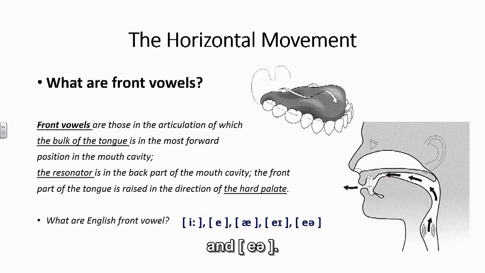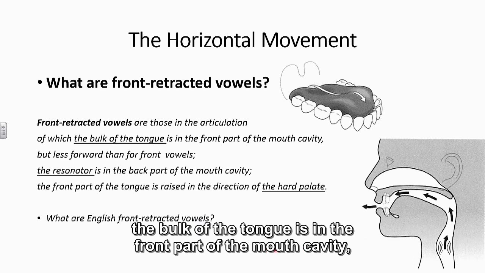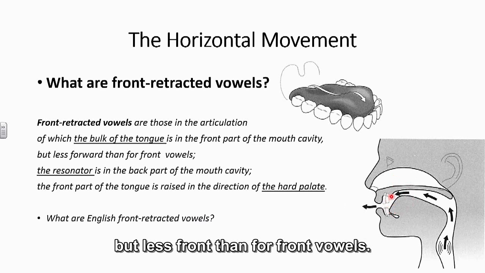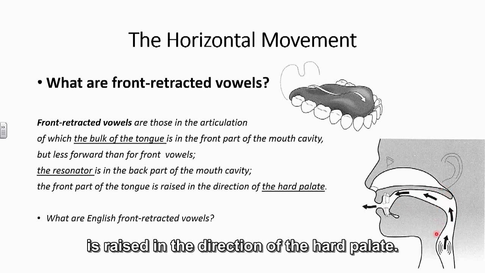and air. Front retracted vowels are those in the articulation of which the bulk of the tongue is in the front part of the mouth cavity, but less front than for front vowels. The resonator is in the back part of the mouth cavity. The front part of the tongue is raised in the direction of the hard palate.